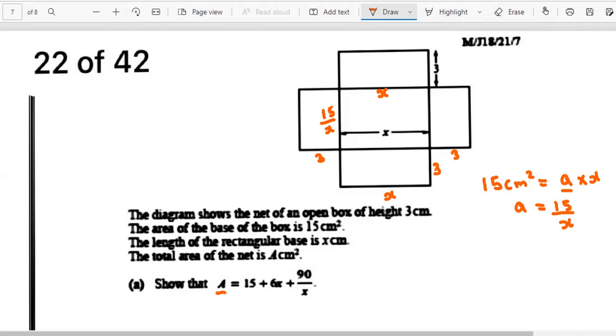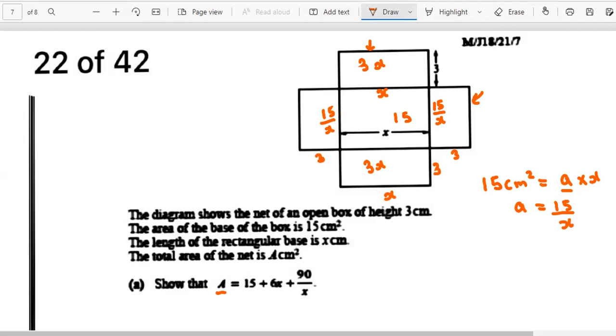Now we need to show that A is this. Okay, what is A? A is the total area of the net. So I will find the area of these 1, 2, 3, 4, 5 rectangles, and then I'll sum that up. Okay, so area of this rectangle would be length into breadth. So that would be 3 into x. Then the area of this one would also be 3x. And the area of the base is 15. That is what they have told us. What about the area of this one? It would be 3 multiplied by, this side is 15 by x. So that would be, yes, it would be 45 by x, right?